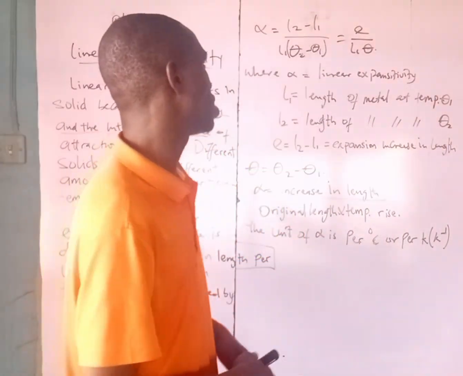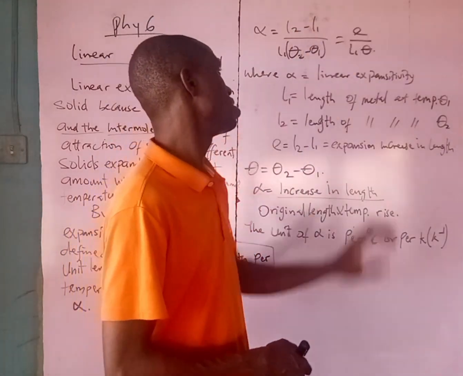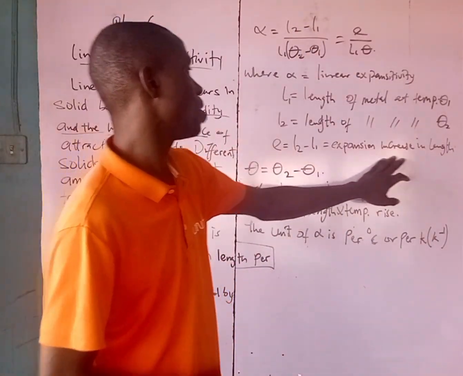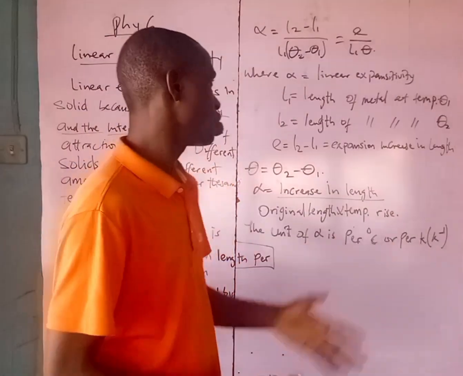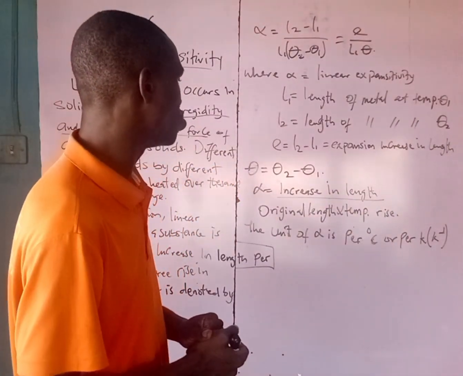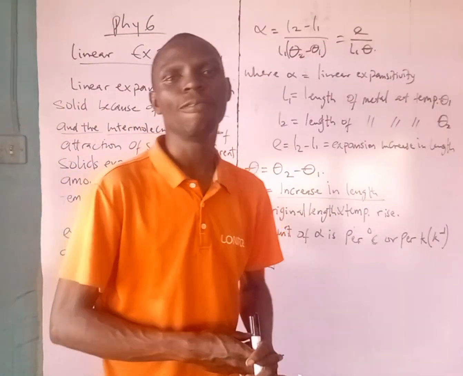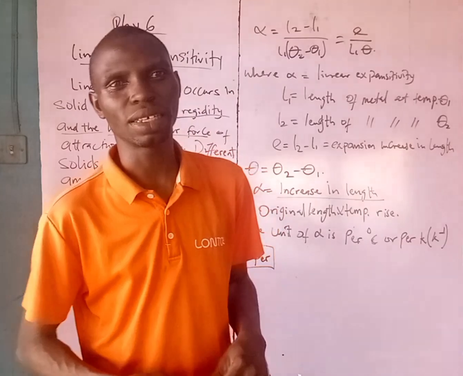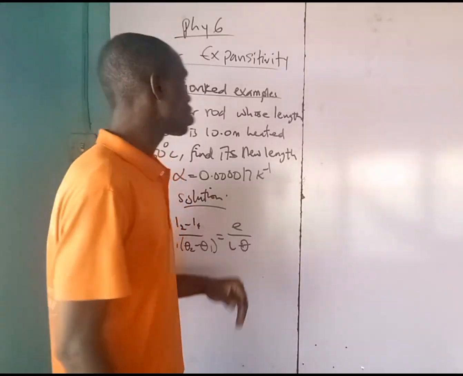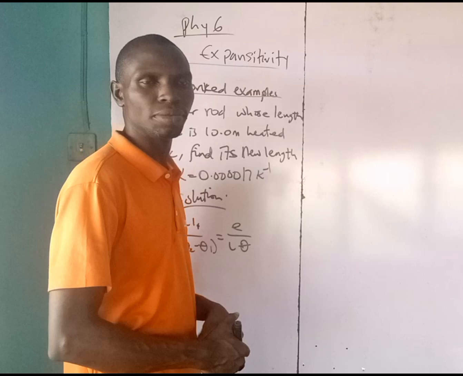So to put everything together, L2 minus L1 is E. We said E, that's the expansion increase. Then theta 2 minus theta 1 becomes theta. So this is the formula to calculate linear expansivity. Now let's quickly take some examples under linear expansivity.